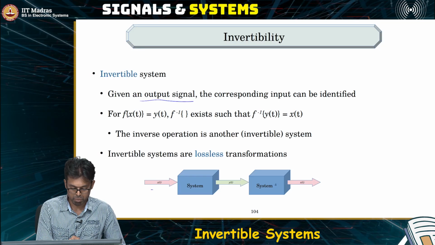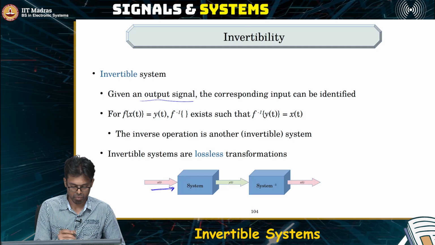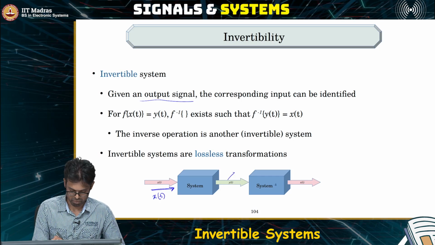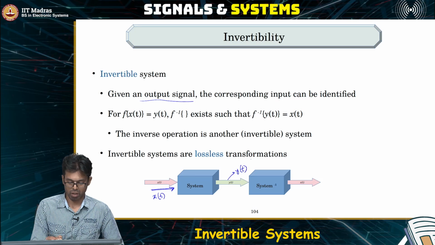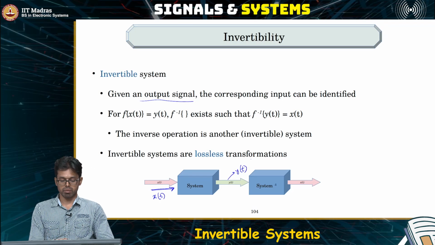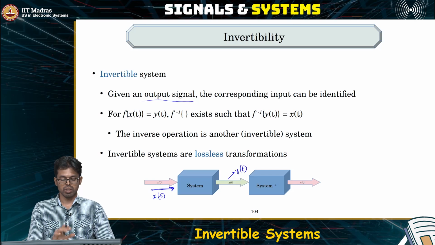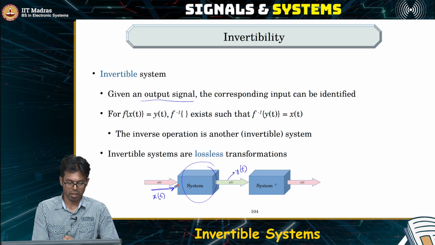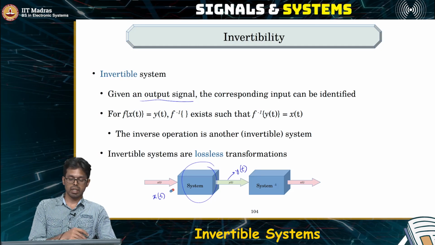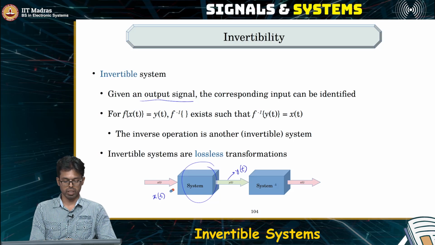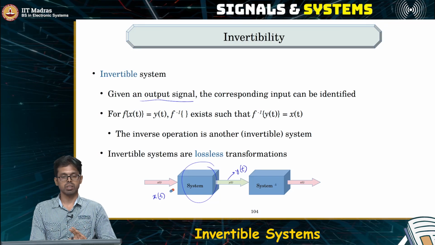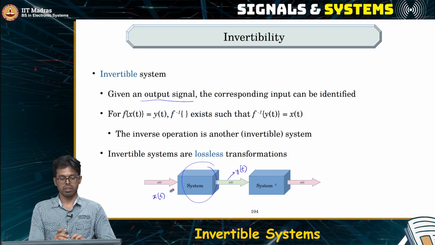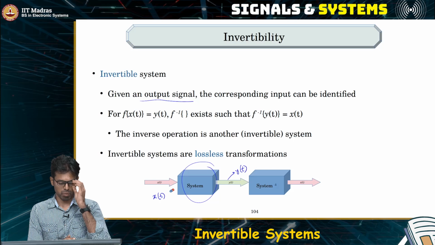So you feed in some input to your system, some x of t, and then you observe the output y of t. Now if somebody gives you only this y of t and tells you this box here produced this y of t, can you identify what was the x of t that gave this y of t? If you are able to successfully tell this for all possible outputs, then we say that this kind of system is an invertible system.